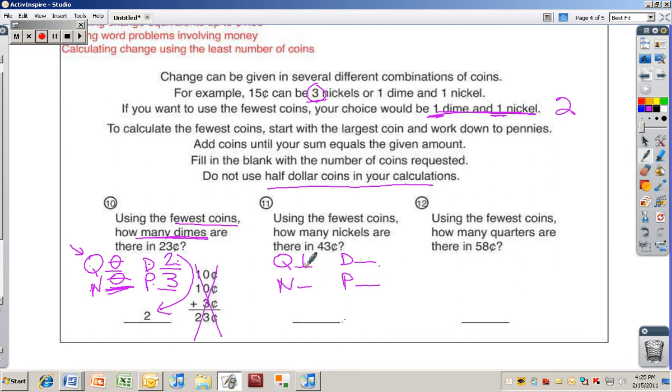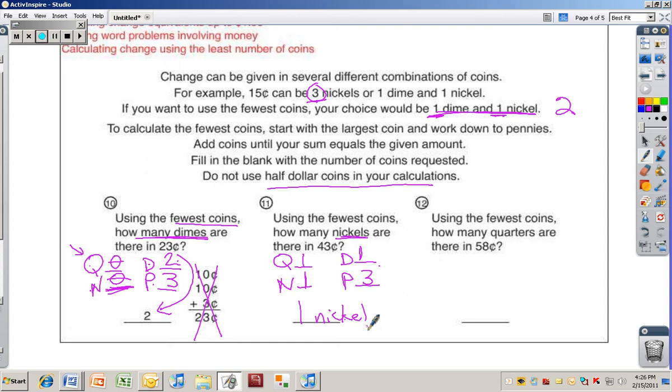Alright, what you should have done is put 1 quarter in, that's 25 cents. If you add in 1 dime, that makes 35. If you add in another dime, that makes 45. That would be too big. So 1 quarter and 1 dime, that's 35 cents. Now if we put in a nickel, that makes 40 cents. If we put in another nickel, it makes 45. That's too big. So we're going to put 1 nickel in. 1 quarter, 25. 1 dime, 35. 1 nickel, 40. And then we're supposed to get to 43 cents. So we need 3 pennies. The question asks how many nickels are there? The answer is 1 nickel.